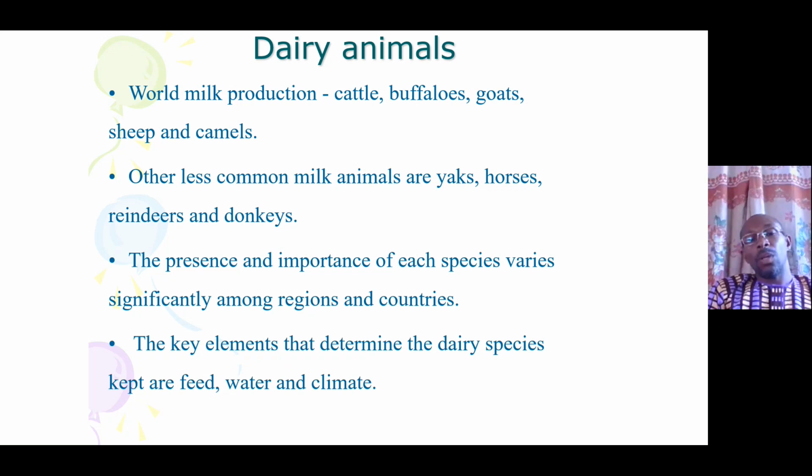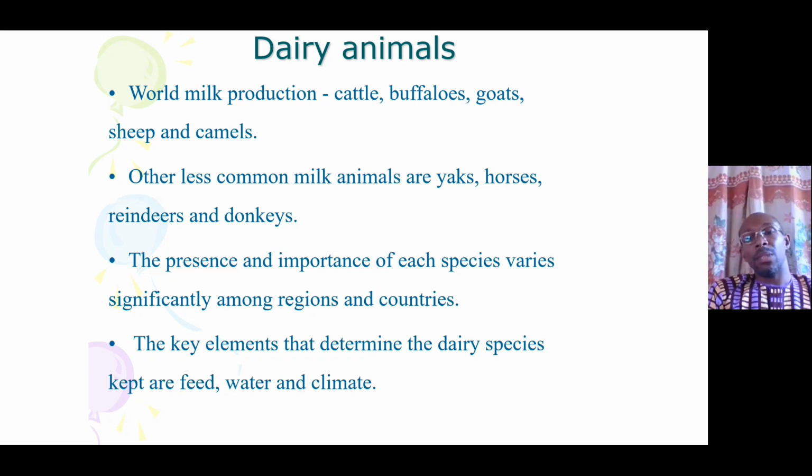As an introduction, the world milk production is almost entirely derived from cattle, buffalo, goats, sheep, and camels. These are the main milk producers. Other less common milk animals are horses, reindeer, yaks, and donkeys. The presence and importance of each of these species varies significantly among regions or countries. Some thrive better in some regions, while others thrive better in other regions.